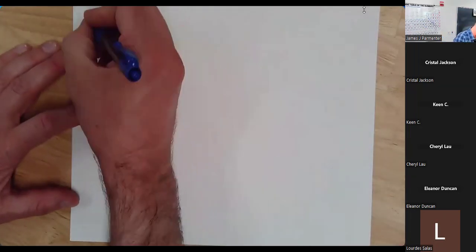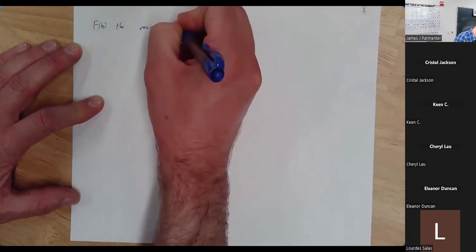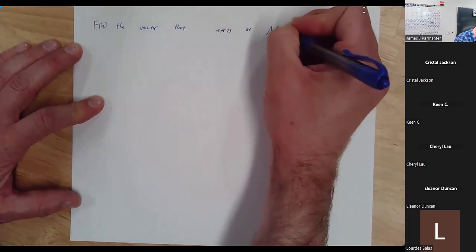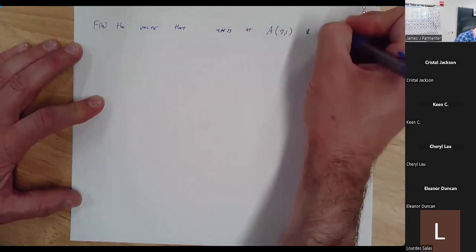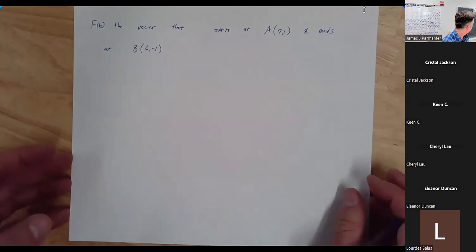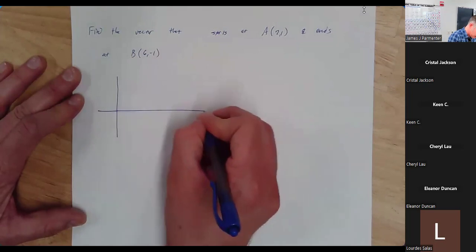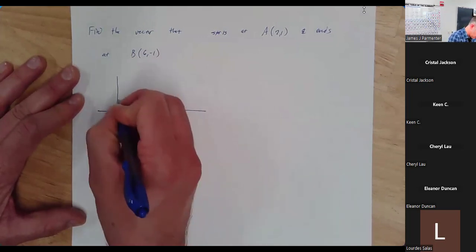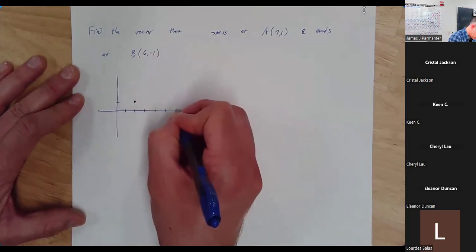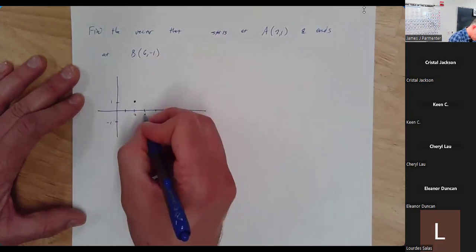So, find the vector that starts at point A being (2, 1) and ends at point B being (6, negative 1). And we don't need to draw this, but it's good to draw it. So I'm going to start at the point (2, 1). I'm going to end at the point (6, negative 1).